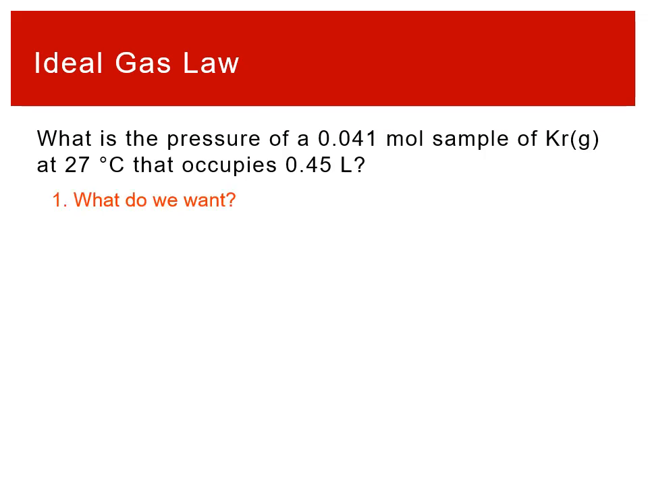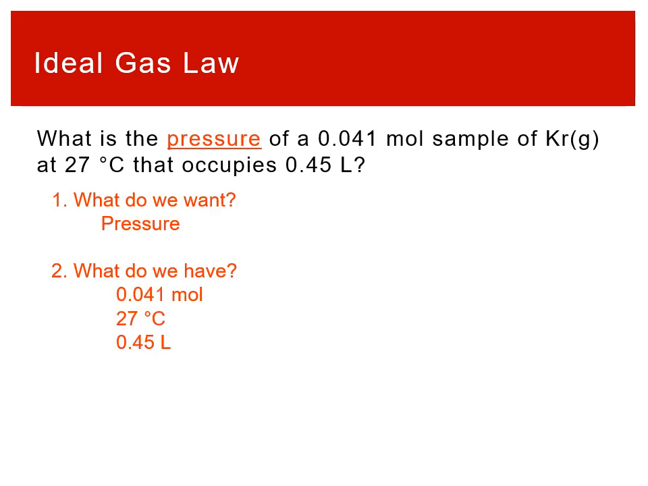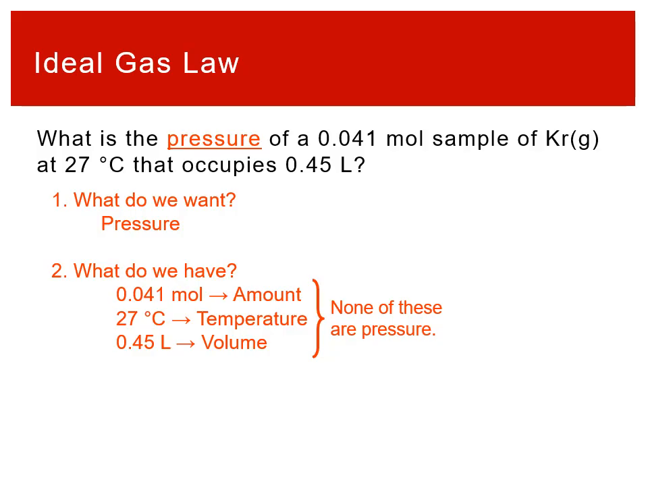We start by asking, what do we want out of this, right? What do we want to know in this problem? We can see that it is pressure. I want to know what is the pressure. And so we want to think about, well, what do we have? What other variables are given to us? So we can see we got moles, we got degrees Celsius, and we've got liters. You will note that is an amount, that's a temperature, and that's a volume. You will note that none of these are pressures.